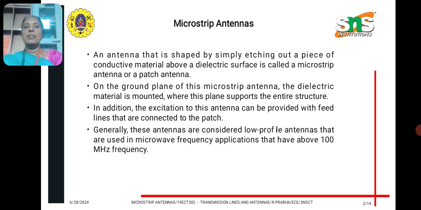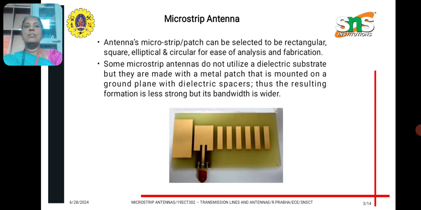Generally, these antennas are considered low profile antennas that are used in microwave frequency applications that we have above 100 MHz frequency. So, the antenna's microstrip or patch can be selected to be rectangular, square, elliptical and circular for ease of analysis and fabrication. Some microstrip antennas do not utilize a dielectric surface, but they are made with a metal patch that is mounted on a ground plane with dielectric spacers. Thus, the resulting formation is less strong and its bandwidth is wider.